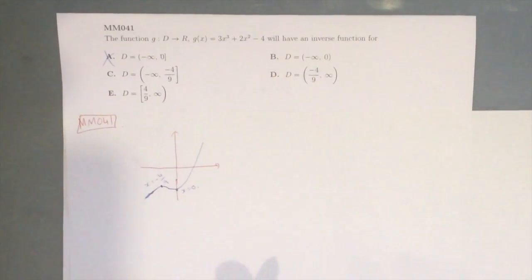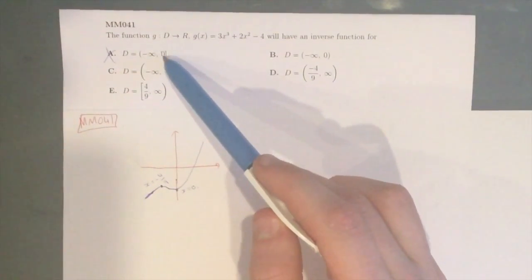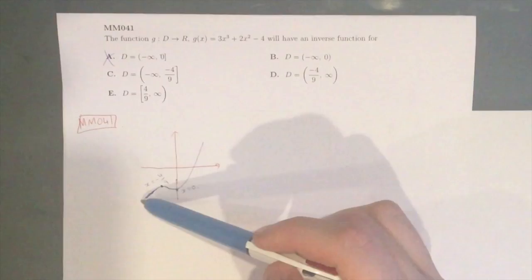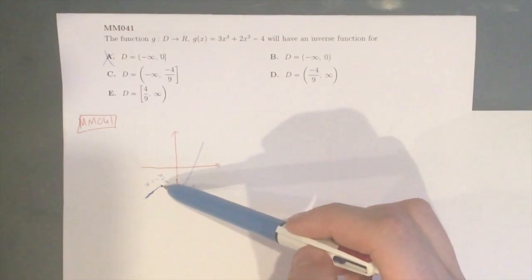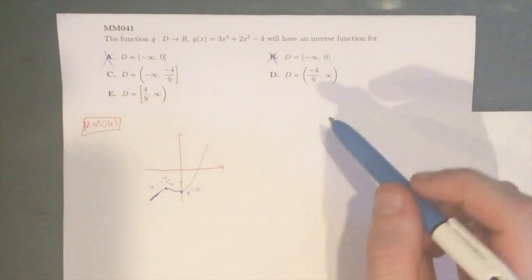B, negative infinity to 0 non-inclusive. So this option was inclusive, this is not inclusive. Same deal, it still involves this section here, which would not create a one-to-one inverse function.